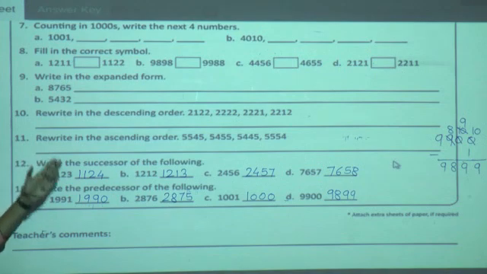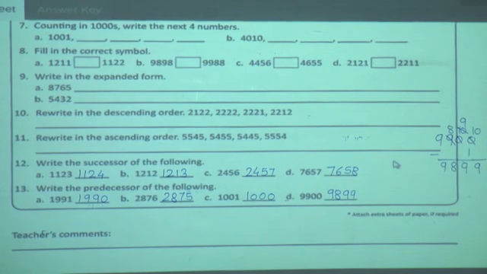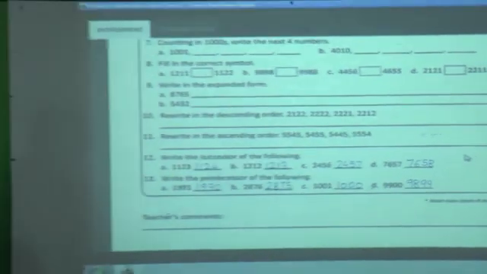Okay, so in this way we have completed our worksheet also. In the next period we will see mathematics A and mathematics B.